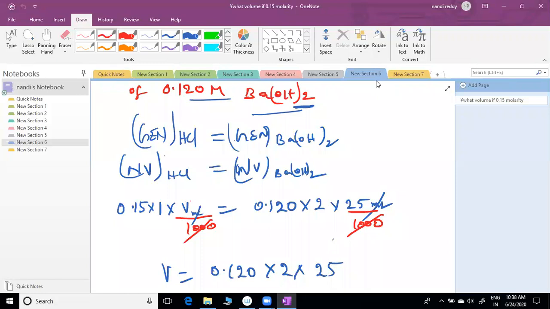Now slowly we are entering some problems, but these are easy methods. Instead of molarity, which is a different method where you have to write equations and follow so many things, here you don't have to do anything. If you know how to do n factor, then it is very easy, sir.